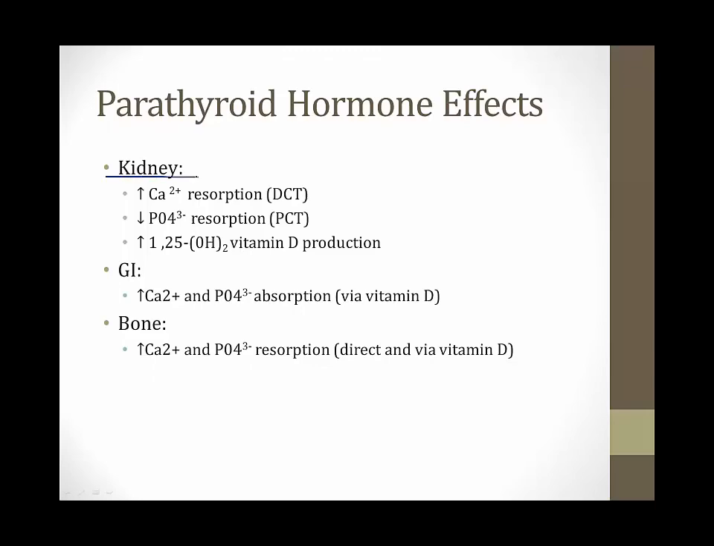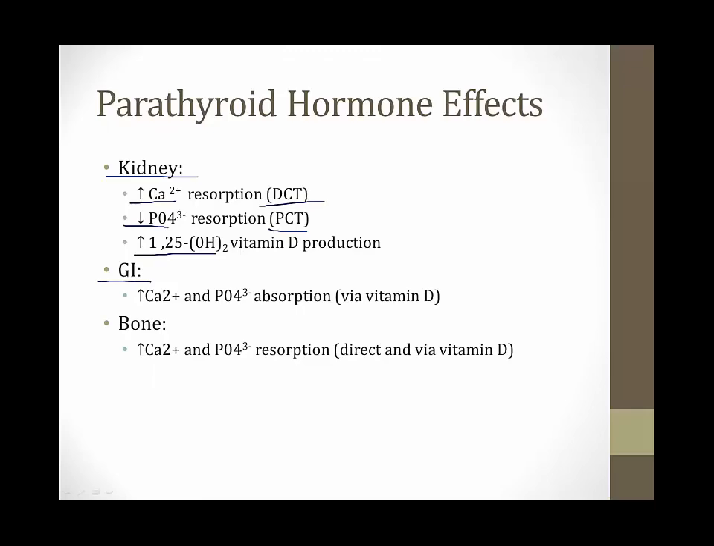In the kidney, parathyroid hormone leads to increased calcium resorption in the distal convoluted tubule. I'll show you a picture of that in a minute. In the proximal tubule, you can see a decrease in the amount of phosphate reabsorption. We will also look at that in a second. And then also in the kidney, you can see an increased synthesis of 1,25 hydroxyl vitamin D, which is the active form of vitamin D.